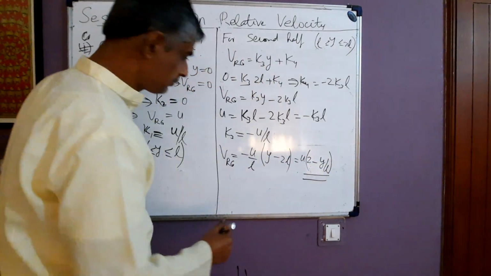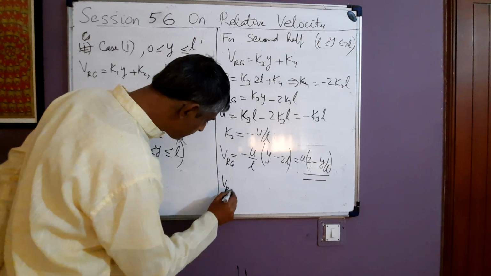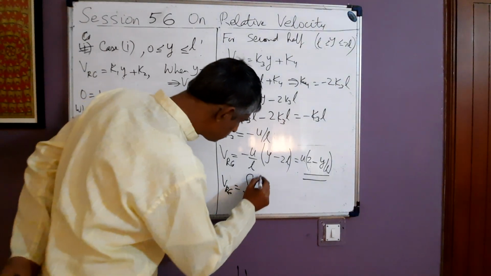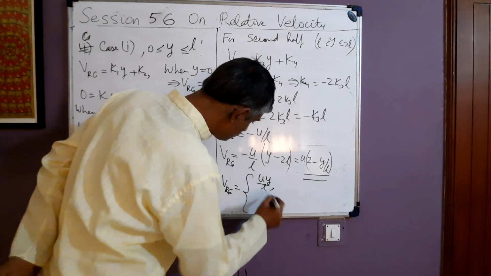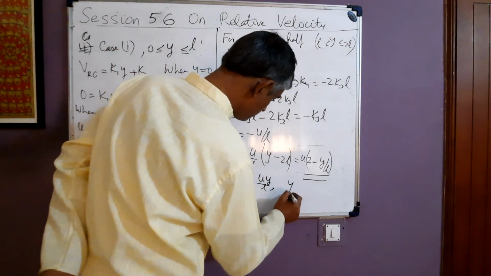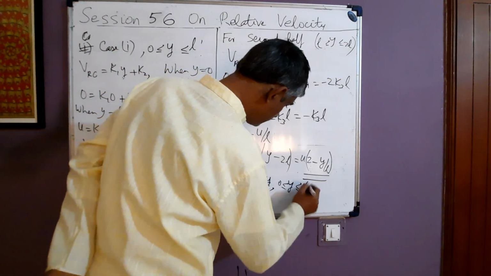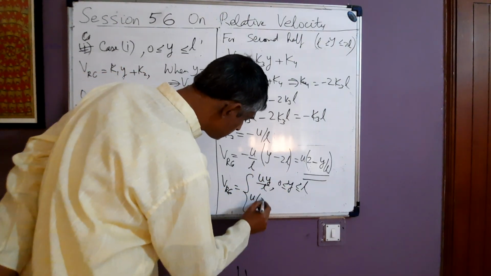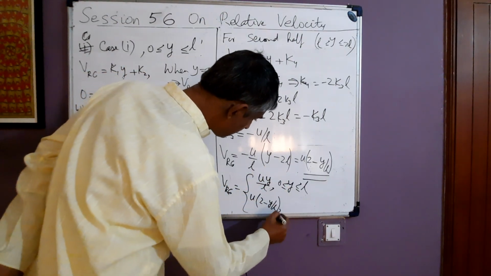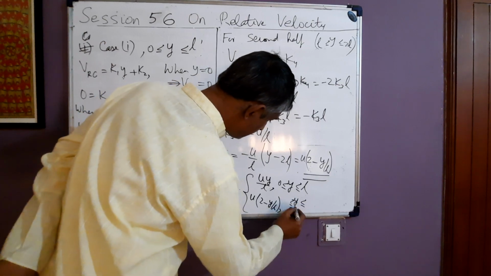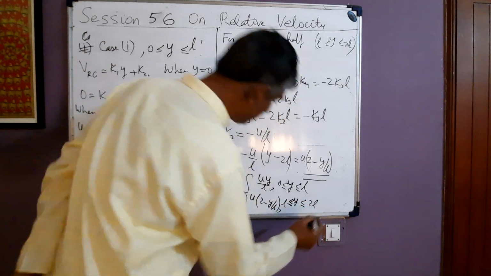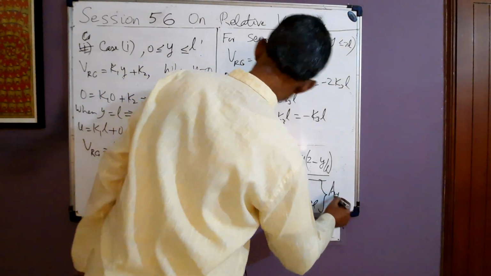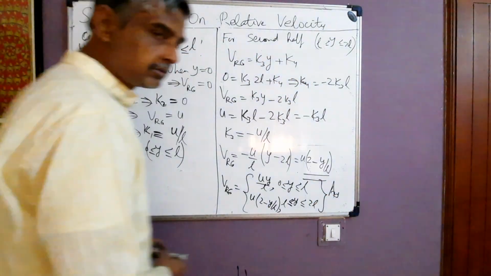So for the complete VRG expression, we get two expressions. For the first half, VRG is equal to Uy by L, y varying from 0 to L. For the second half, VRG is U times 2 minus y by L, y varying from L to 2L. This is the first part of the answer.